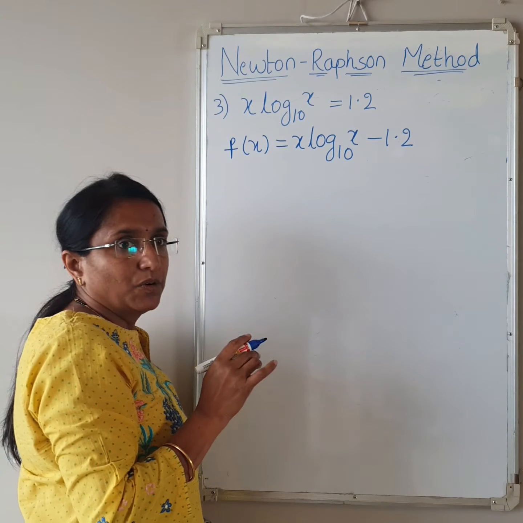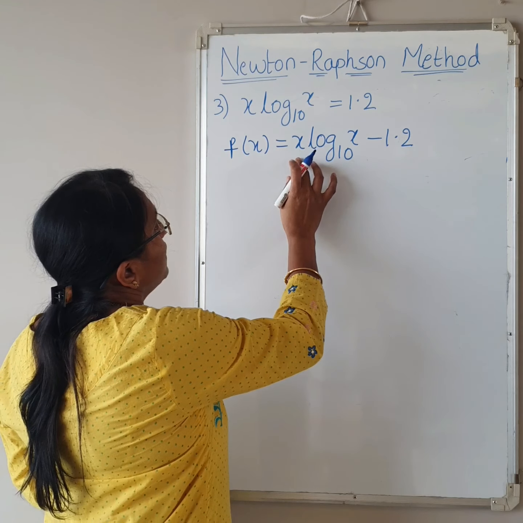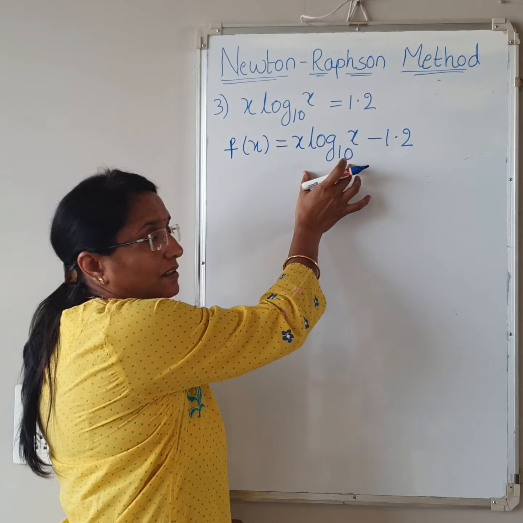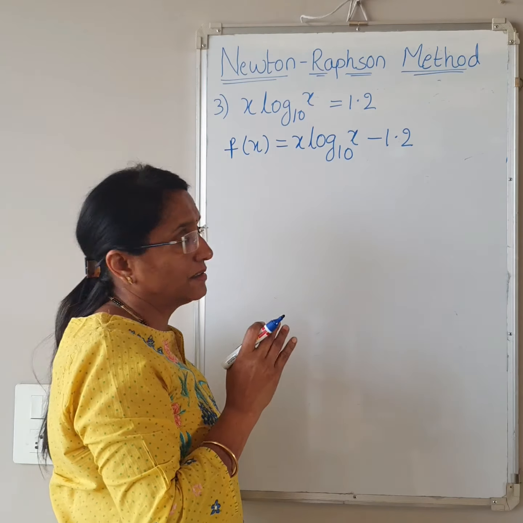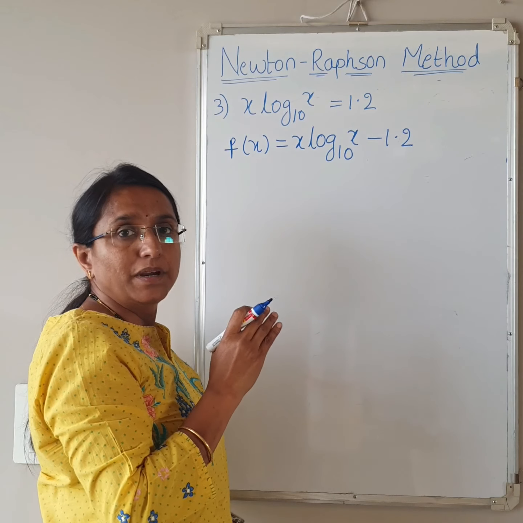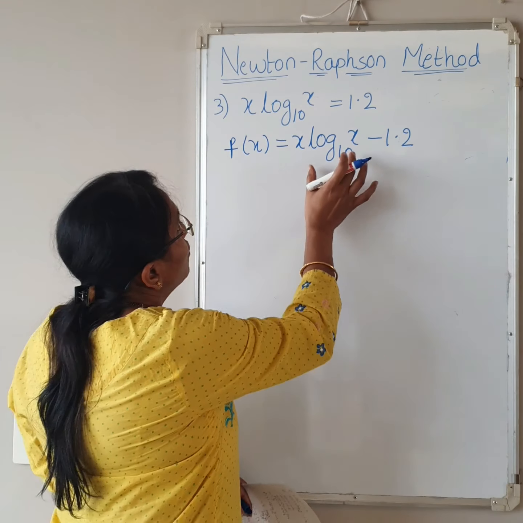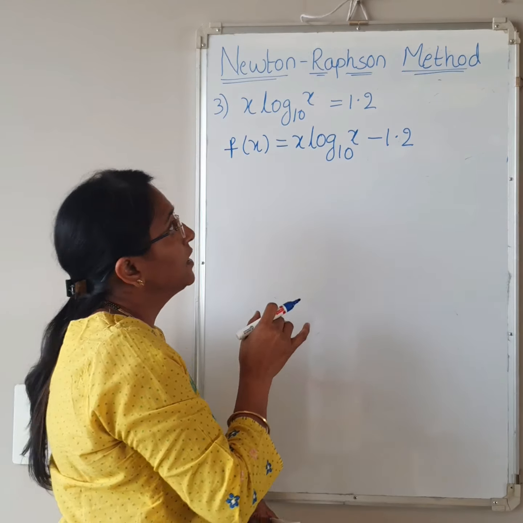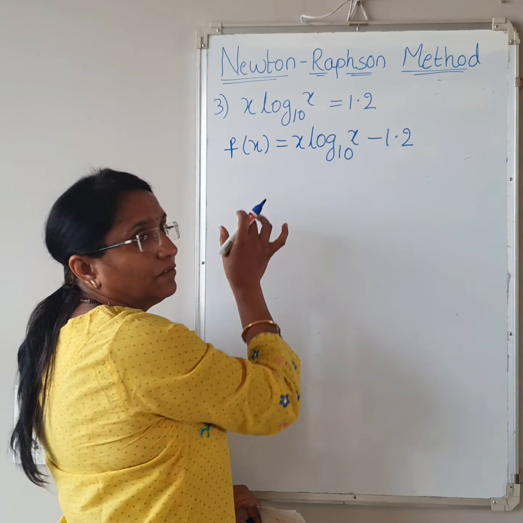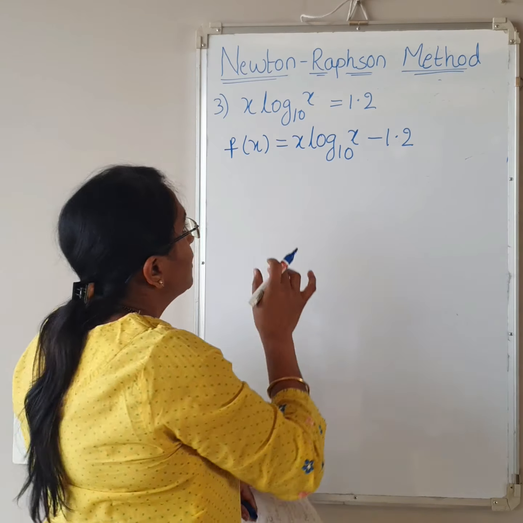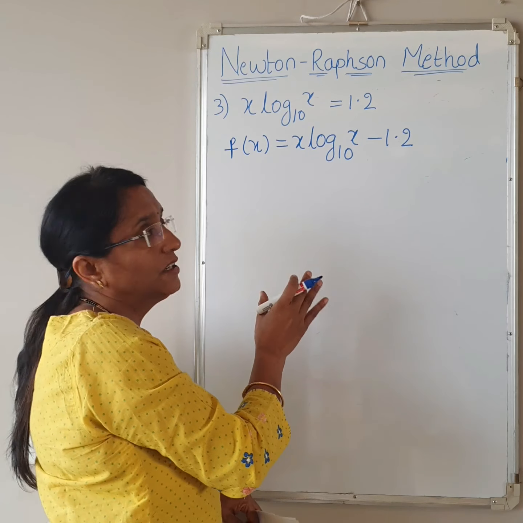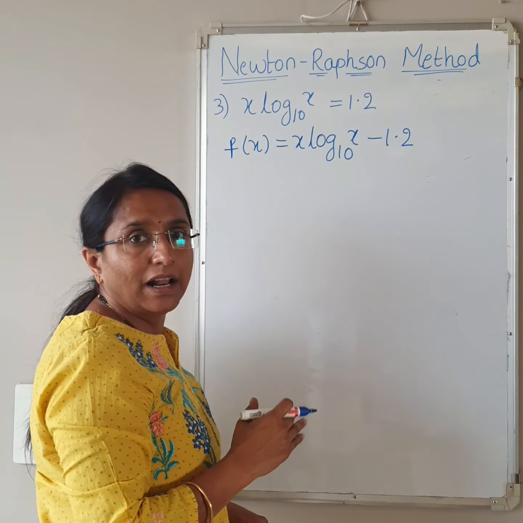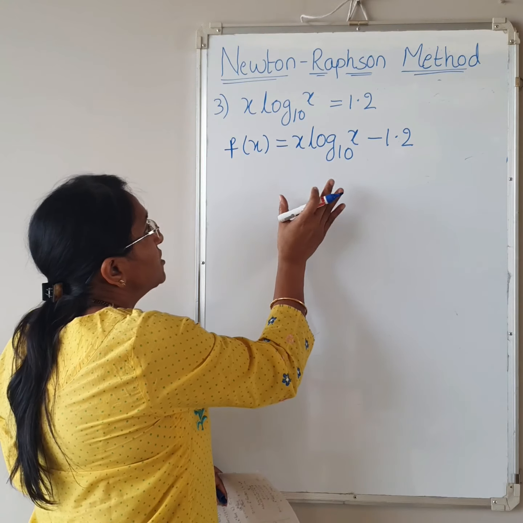This problem is important because sometimes while taking the derivative we make a mistake here. The differentiation of log x to the base 10 is not 1 by x. Differentiation of log x to the base e is 1 by x. So how to find the differentiation of this? Because in the NR method we want f dash x also. First I'll explain finding the differentiation, then we'll find the interval and neighborhood point, because the differentiation is important here.